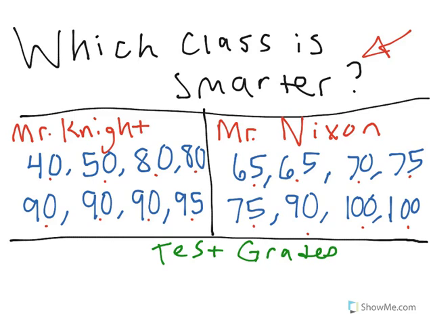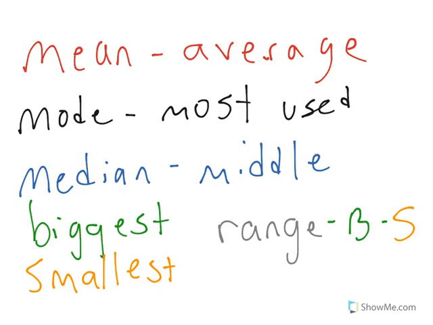So what we're going to use is data landmarks. A reminder on landmarks: landmarks are like mean, median, mode, biggest, smallest, and then range. So mean is average, mode is most used, median is the middle, you've got the biggest to smallest, and then the range. If you need a lesson on those, you can find that video on my YouTube channel. That's not what this is about. I'm going to assume that you already know how to do those. But we are going to use those to make our argument.